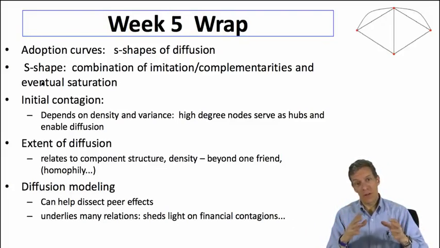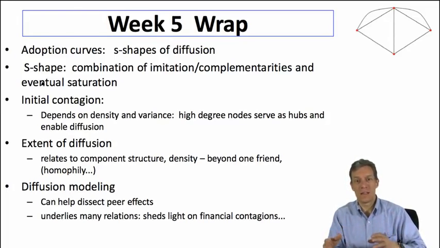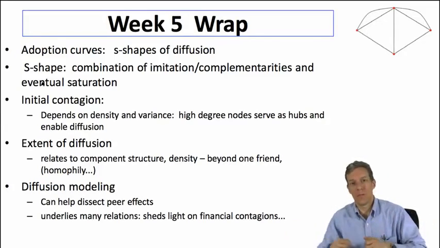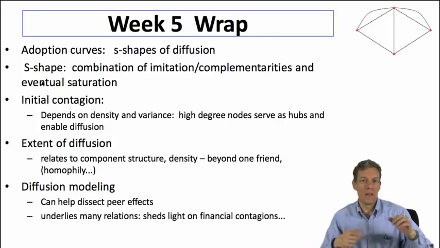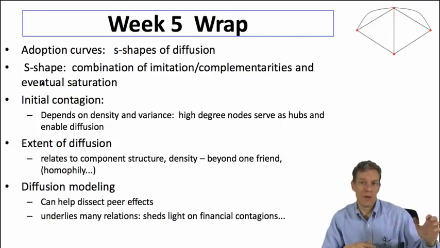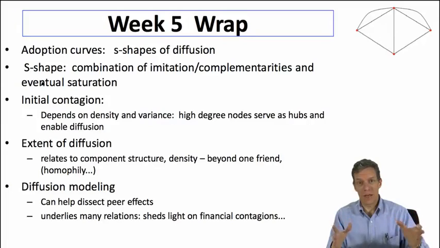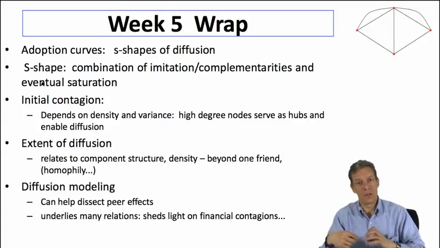Okay, last thing we looked at, diffusion modeling. Well, in different situations, we can begin to write down explicit models of what we think is going to be happening, and by putting those models down, they're actually fairly easy to simulate, to take to data, and they can help us understand, for instance, peer effects. So how much of something is due to information transmission as opposed to complementarities in actions. We can begin to look at things like financial contagions and understand how the structure of the network might lead to contagion from one organization to another.